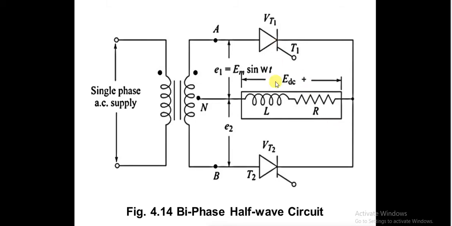We have two SCRs, T1 and T2. We have not shown a triggering circuit over the gate terminals of T1 and T2. It is assumed that it has a gate triggering circuit. Then we have a center tap transformer and the inductive load. RL represents the inductive load: L for inductor, R for series resistance. Output voltage EDC will be obtained across this inductive load.